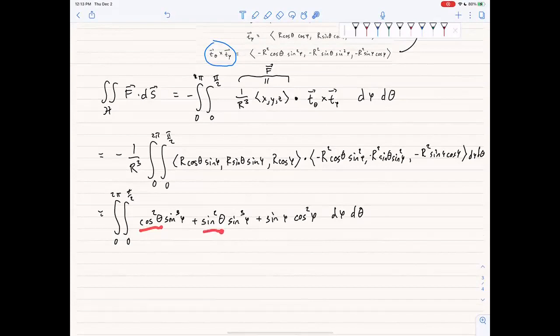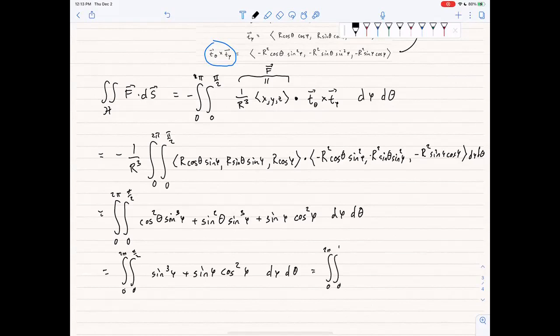And again, you can see simplifications. Here we have a cosine squared plus sine squared. We can pull it out. If we do that, we get 1. So we get a double integral, 0 to 2 pi, 0 to pi over 2 of sine cubed phi plus sine phi cosine squared phi. And again, there's another simplification here. We can pull out a sine phi, and we'll get a sine squared phi plus cosine squared phi. So this is just equal to a double integral, 0 to 2 pi, 0 to pi over 2 of sine phi d theta.